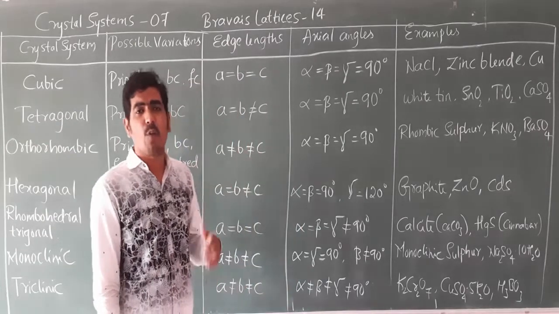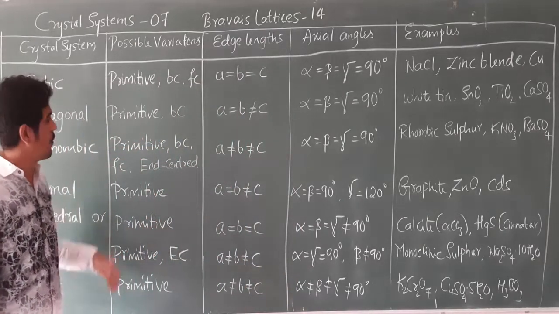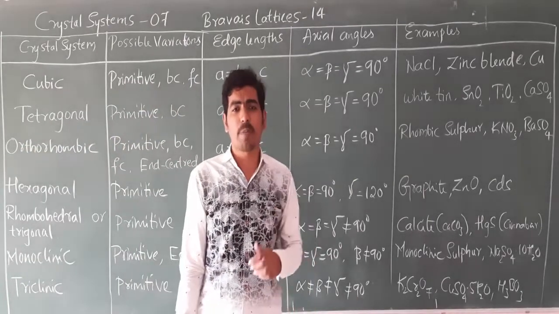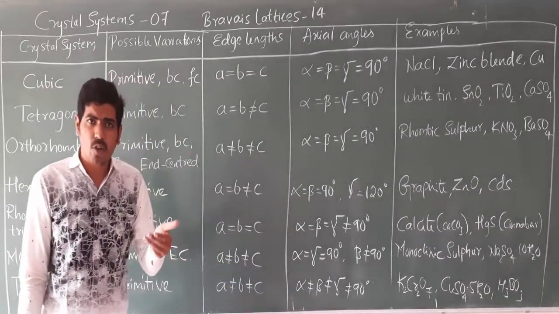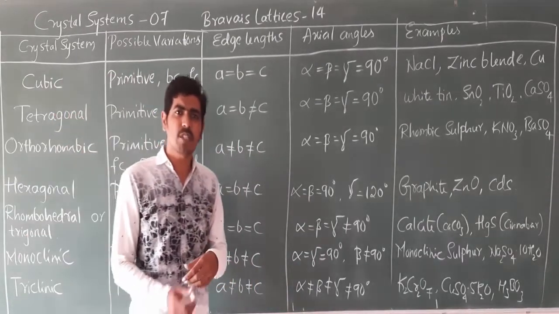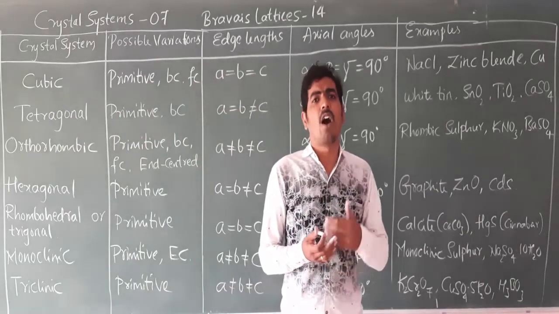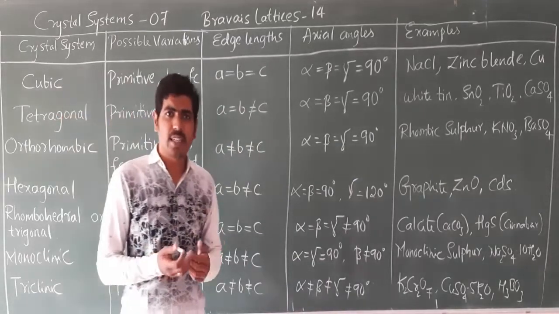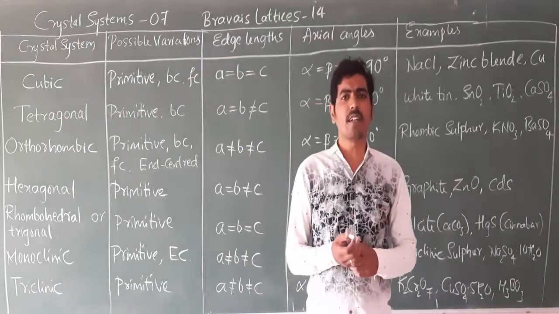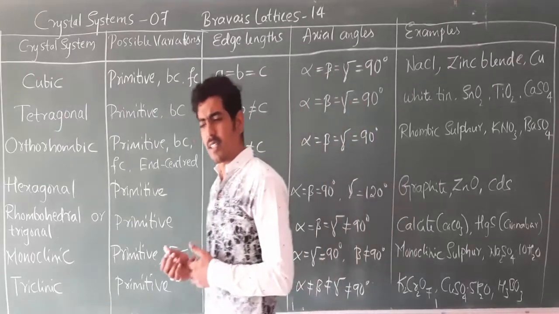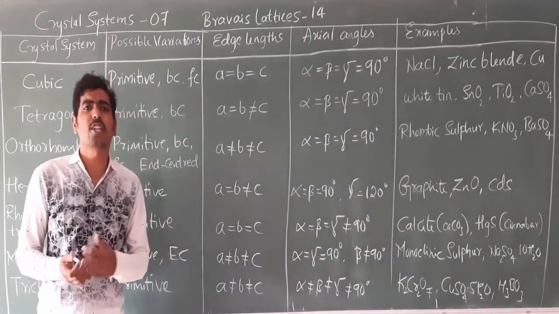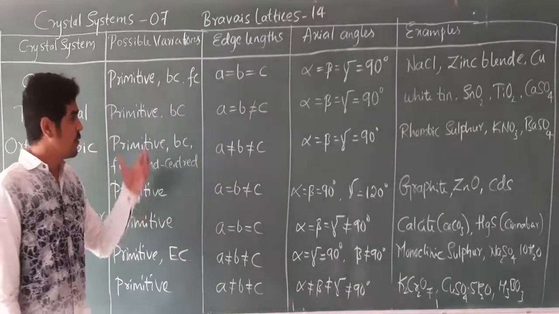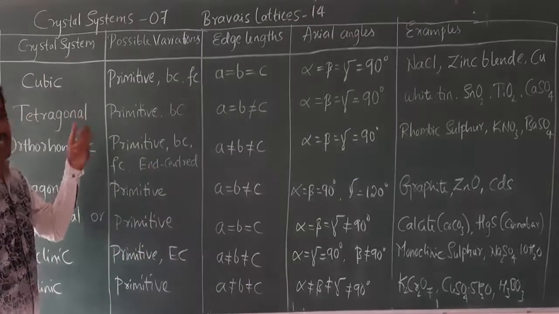Then we study the different types of crystal systems and the possible variations of the different types of centered unit cell, that is, non-primitive unit cell. Whether those crystal systems show primitive unit cell, FCC, that is face centered unit cell, body centered unit cell, or end centered unit cell. Different crystal systems have certain possible variations in their structures. That is given in this table. Now we will discuss what is given in this table.